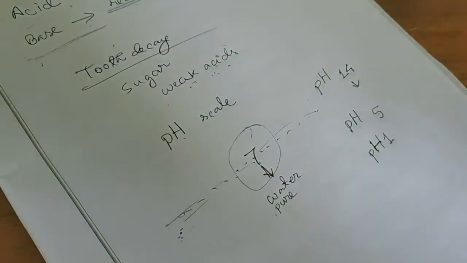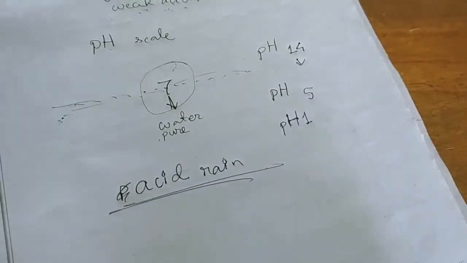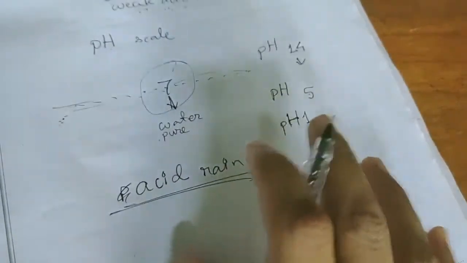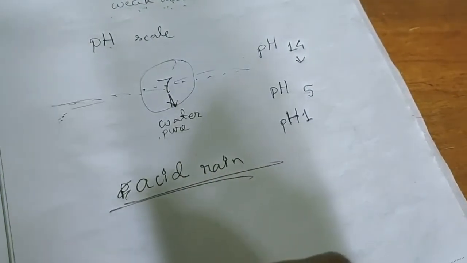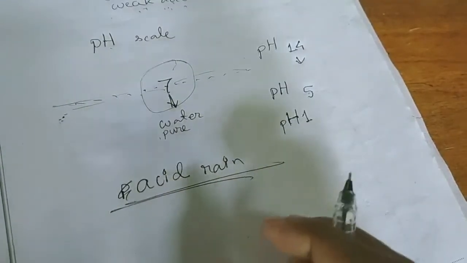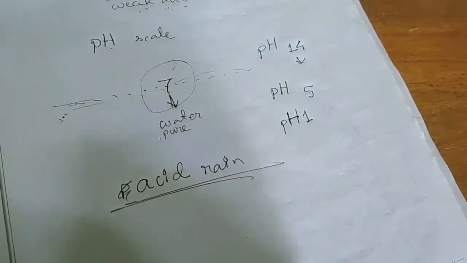Okay, the next topic is acid rain. I think many of you have heard about acid rain. Now what is acid rain? When normal rain becomes acidic, it is called acid rain. Now how does the rain become acidic?